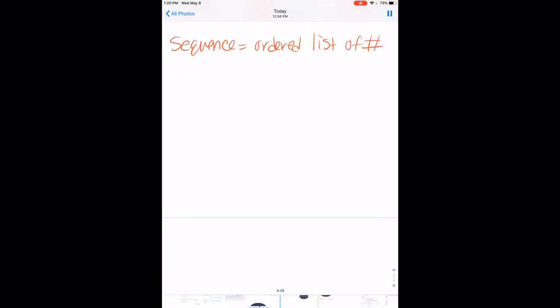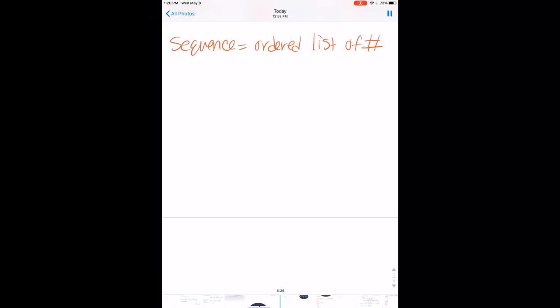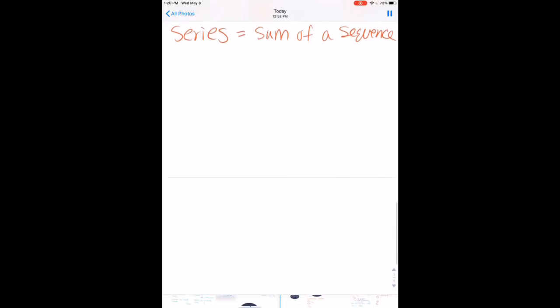So sequence is the first thing we did, and it's just an ordered list of numbers, pretty basic. But the other part is series. So a series is the sum of a sequence. So it's when you actually add up all the terms. So try not to mix them up. A sequence is just an ordered list. A series is a sum of a sequence, when you go ahead and add all of them up.